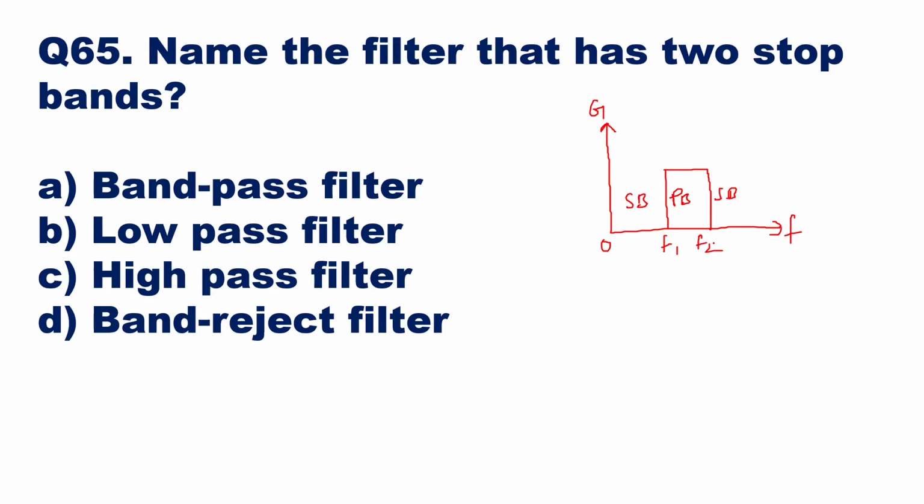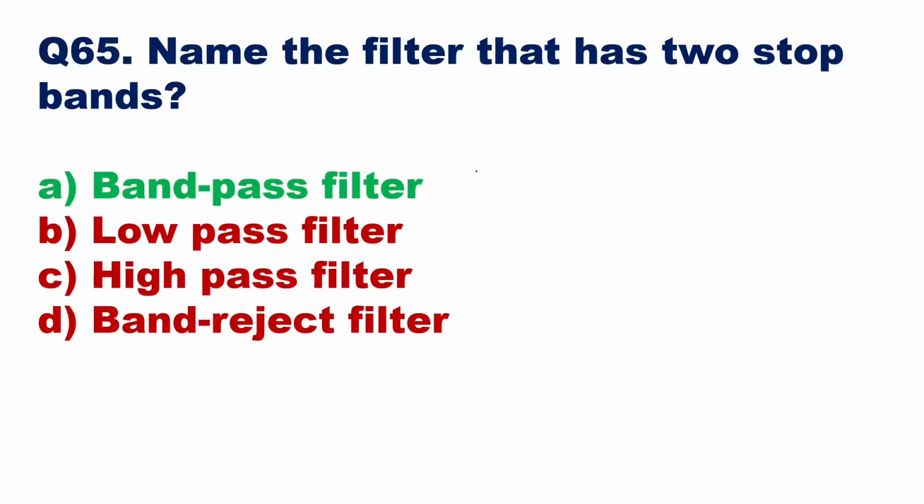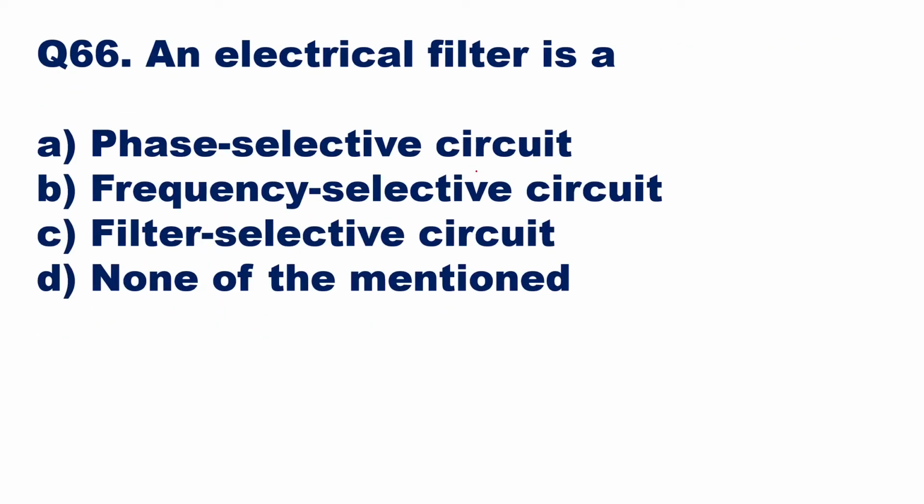So all the signals of frequencies from F1 to F2 will be passed. So the filter which has two stop bands is called a band pass filter. So here you can see option A is the right answer, the band pass filter. So here the explanation: a band pass filter has two stop bands, one below the first cutoff frequency and one above the second cutoff frequency. So option A is the right answer, band pass filter. Then we'll go to the next question, question number 66.